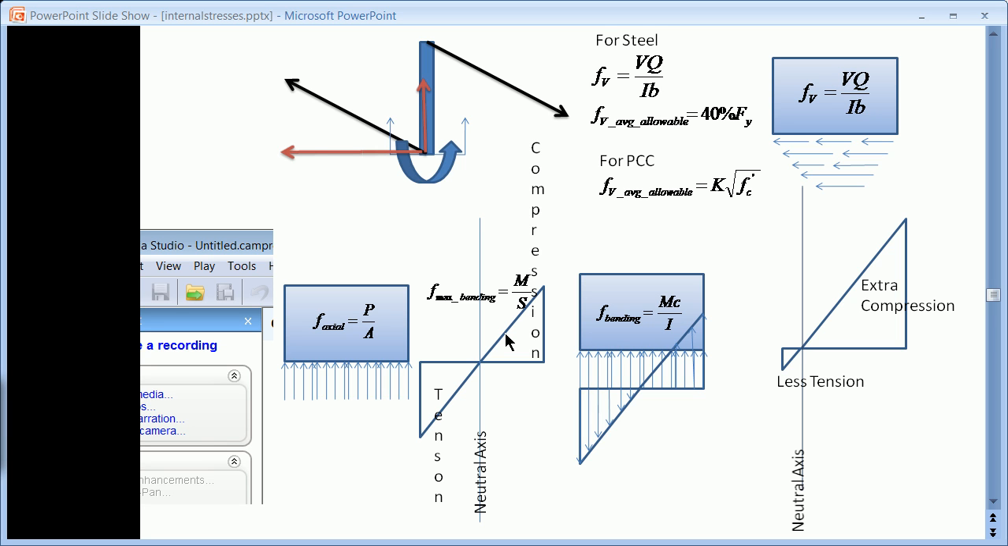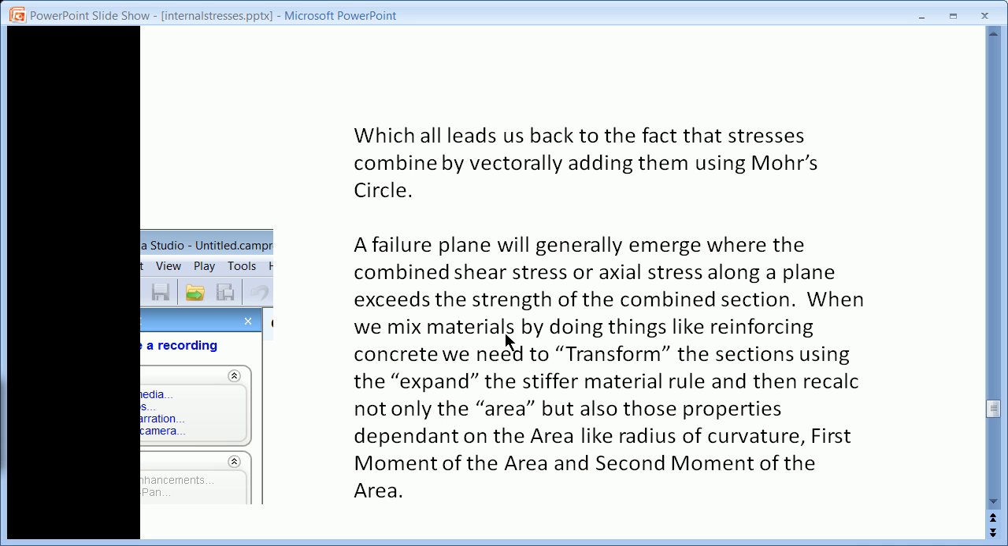And essentially that's what you're often doing when you're pre-stressing concrete. You're actually applying a faux axial stress of compression along the face of the beam. Of course, this all leads us back to the fact that stresses are combined vectorially by using Mohr's circle, and we don't need to delve into that just to realize that any one piece of a beam, a cross-section of a beam, feels a combination of stresses.